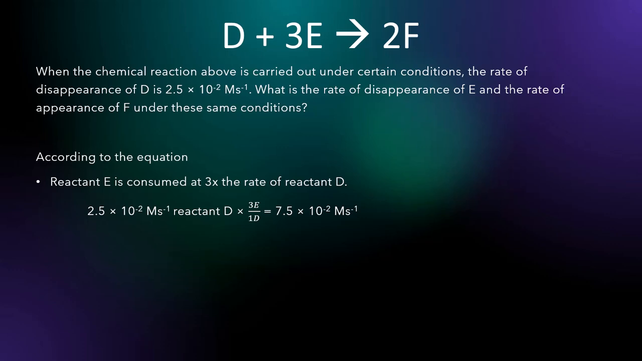Now again, plug it into your calculator. It should be pretty easy. So now that would be the disappearance of E, because again, it's disappearing at 3 times the rate because there's 3 times as much according to the molar ratio.